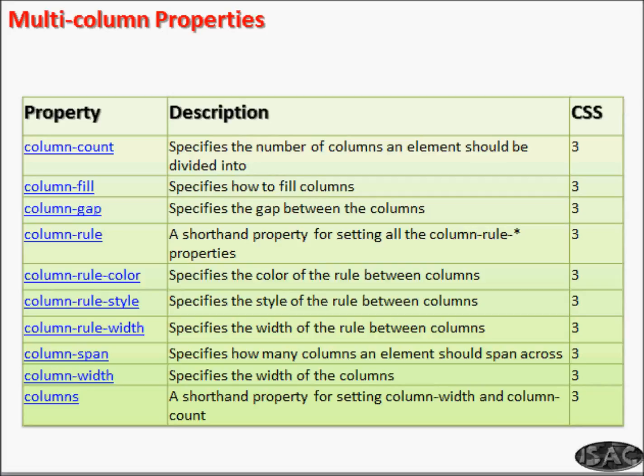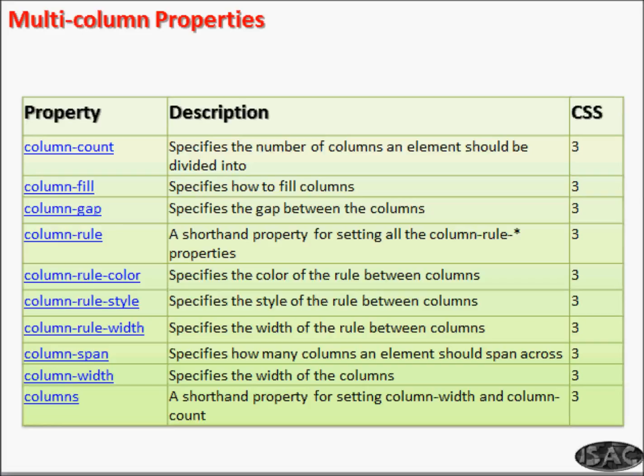Next, we have to understand multi-column properties. How can we display content in multiple columns? Like you always read in a newspaper, you have noticed that if one article is there, that article is divided into multiple columns, 3-4 columns displaying one article, right? How can we do that in our browser?